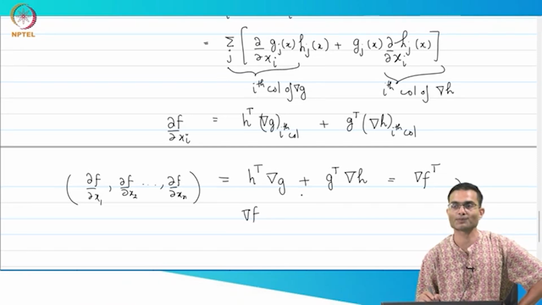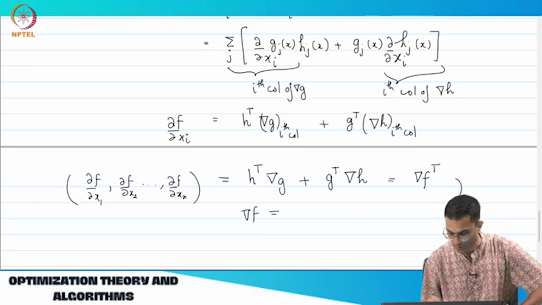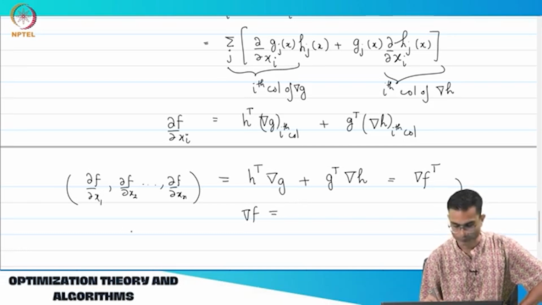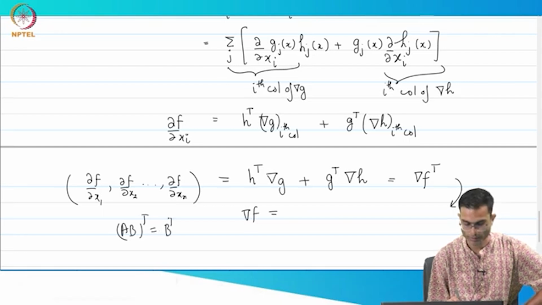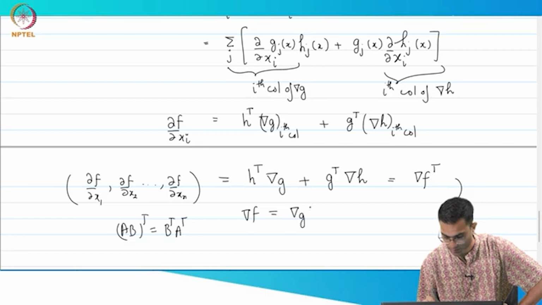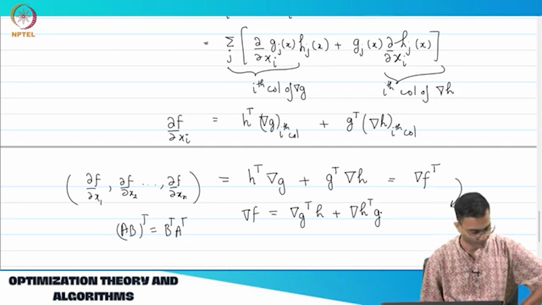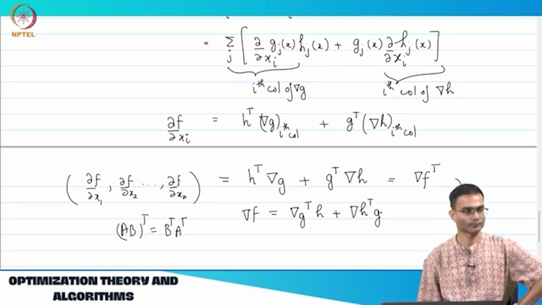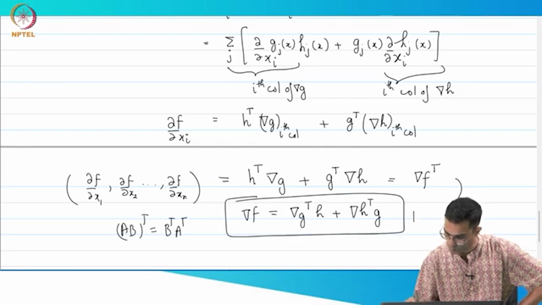If I repeat the transpose operation twice, I get back the same thing, right? So grad F then would be also, what is (AB) transpose? B transpose A transpose, right? So this is going to give me grad G transpose H plus grad H transpose G. So this is my product rule.